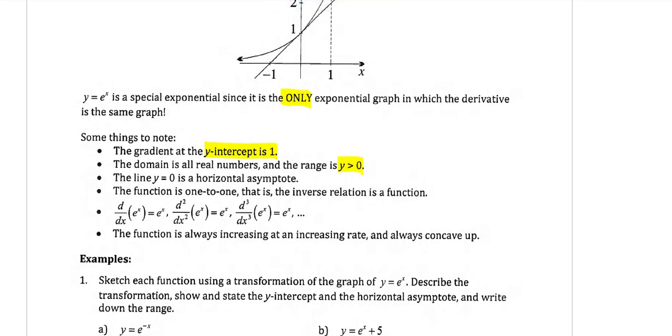And then look at this next part. Differentiating e to the x once, you get e to the x. Differentiating the second time, you still get e to the x. Differentiating the third time, you still get e to the x. It doesn't matter how many times you differentiate it, you will always get e to the x. The function is always increasing at an increasing rate because it's getting steeper and steeper as it goes up, and it is always concave up.